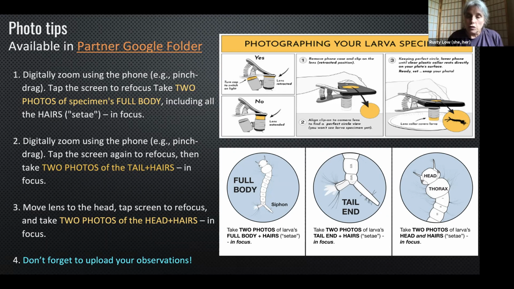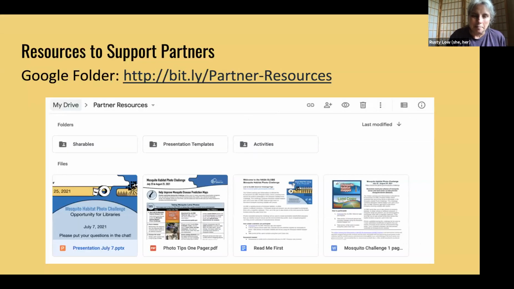They need pictures of the full body, of the tail end, which includes the siphon, if it is a mosquito that has a siphon, as well as the end part, which has the saddle and the different hairs. And they also would like to have pictures of the head and the thorax, because even though we don't use the head and the thorax to identify the medically important species in our app, it's important to identify other species. So please go ahead, take as many pictures as you can.